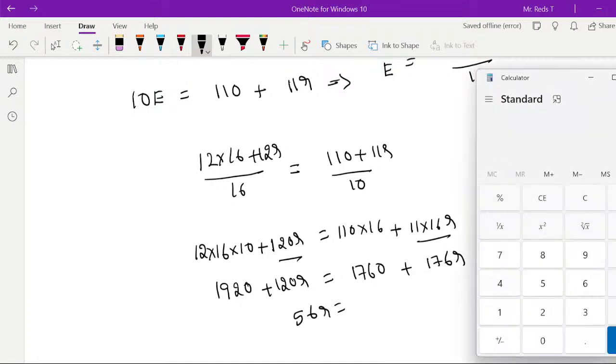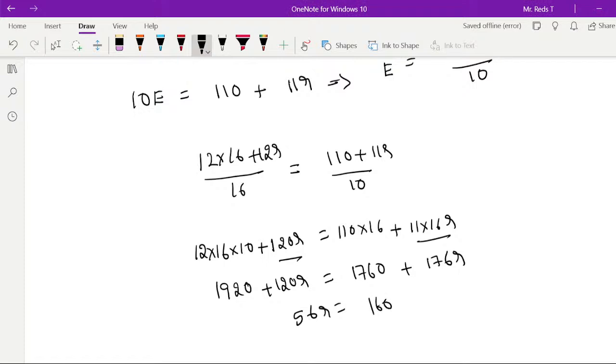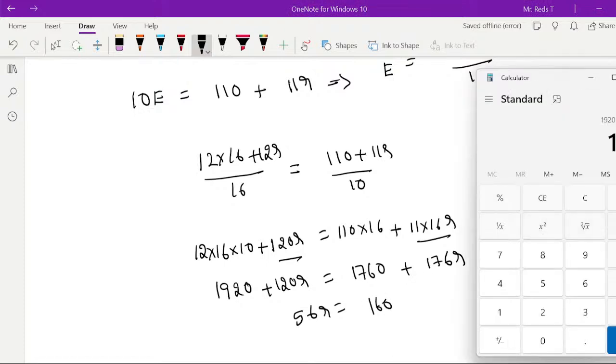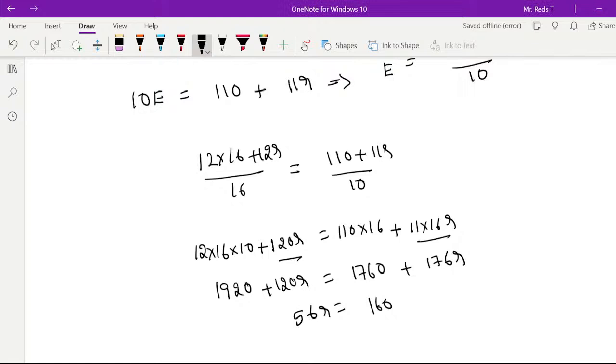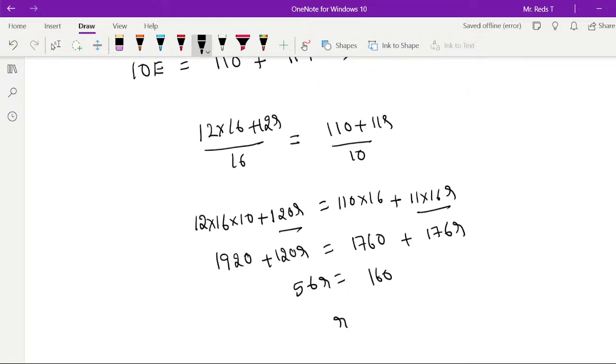1920 minus 1760 is 160. So 160 divided by 56 is equal to 2.8. Here the options are not given in decimals, they are given in fractions. So from this you can write R is equal to 160 by 56.